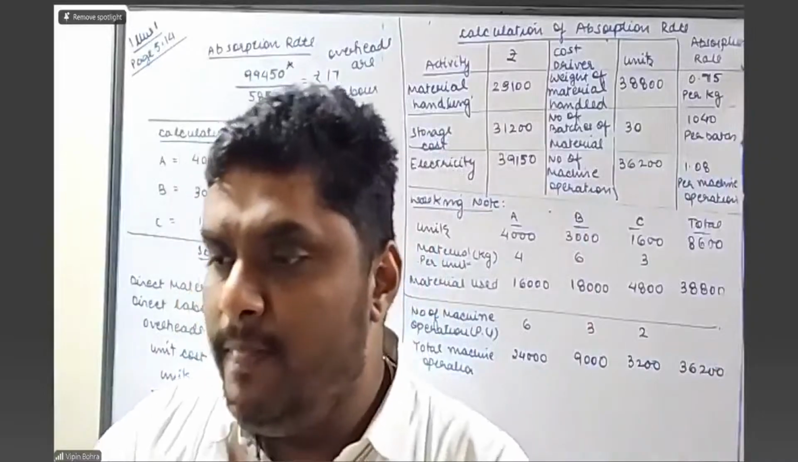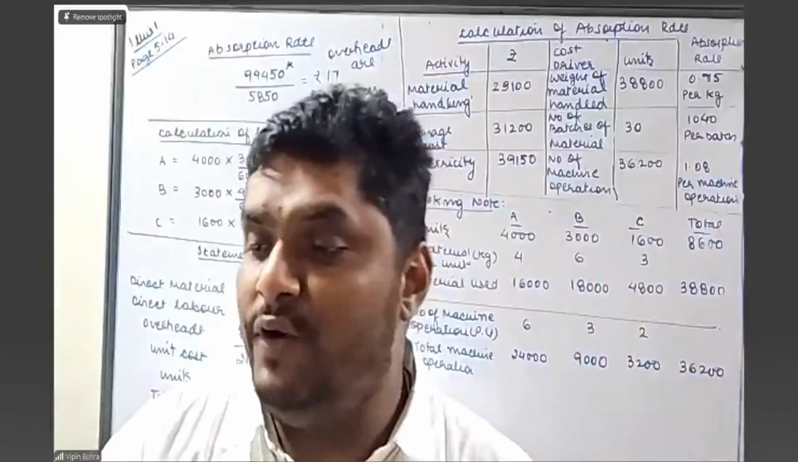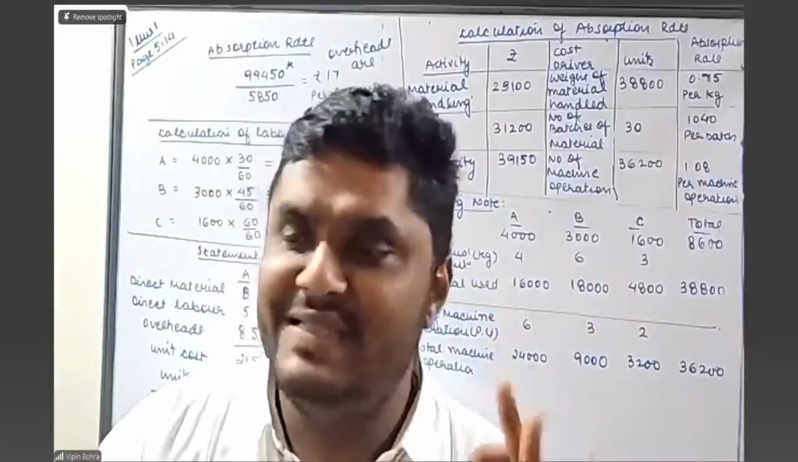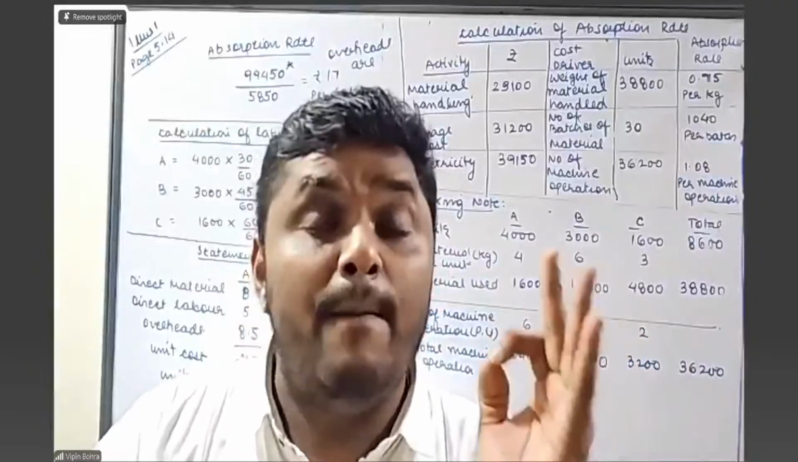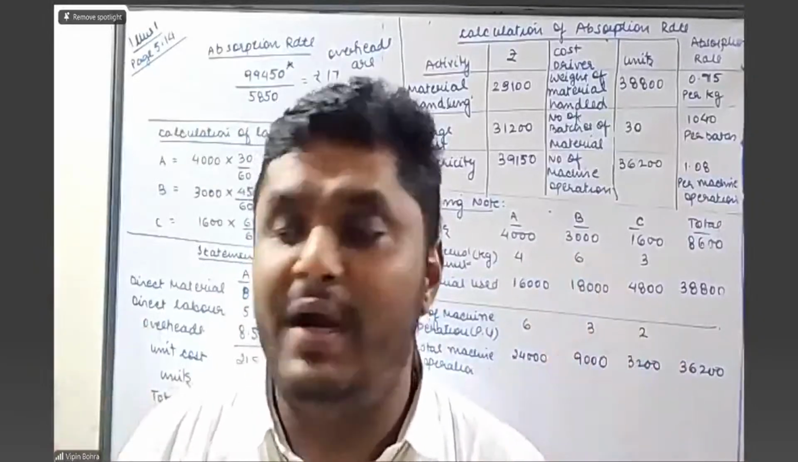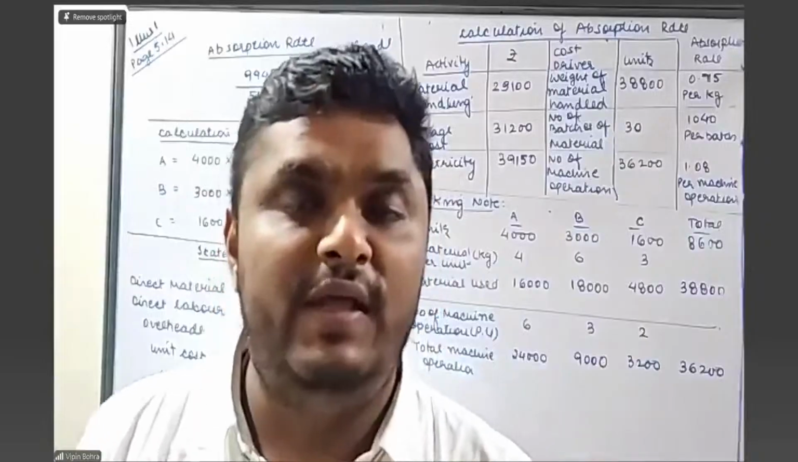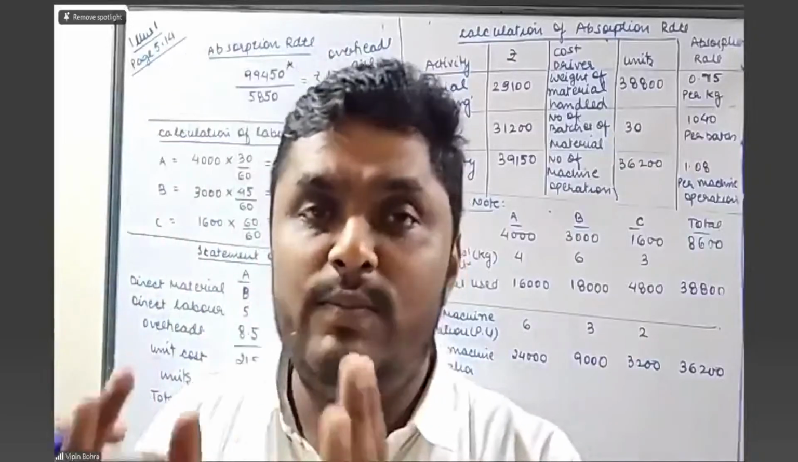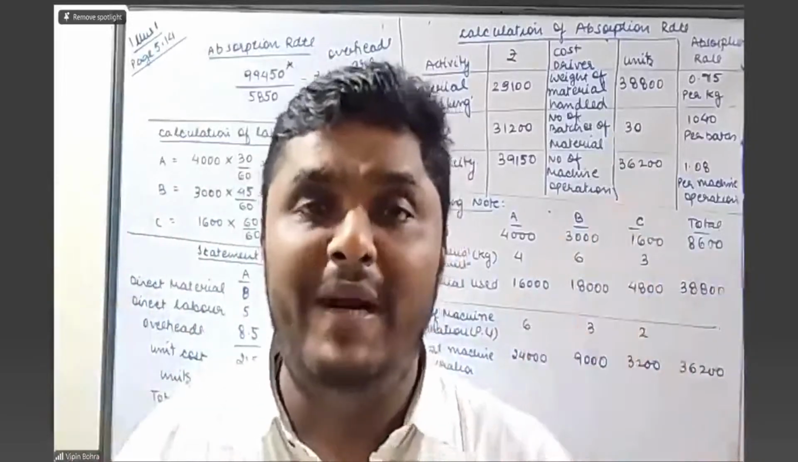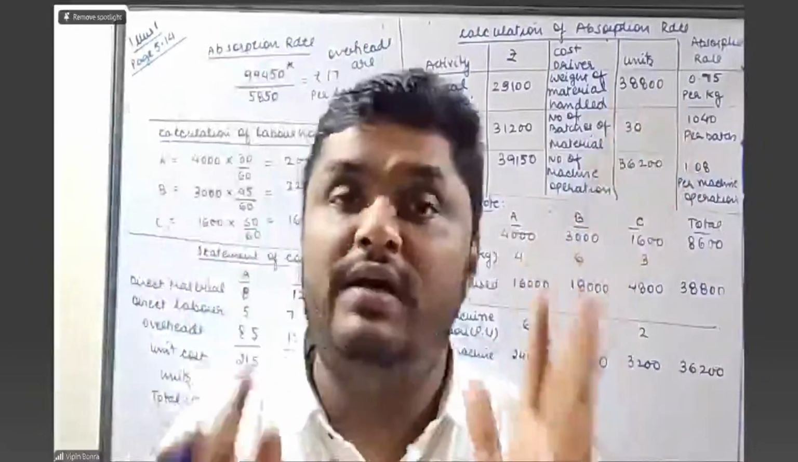So, Meenu, read the question carefully. Data on cost driver is as follows. For complete production, the number of batches of material are 10, 5, and 15. So 10 plus 5 plus 15, 30 is for complete production. That's why I have straight away written 30.